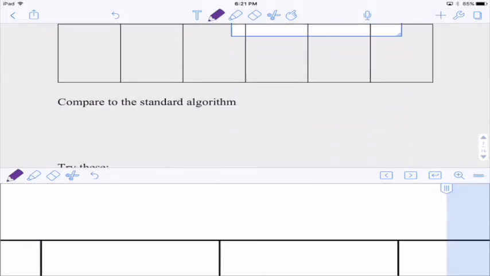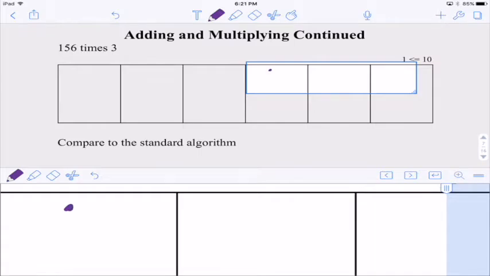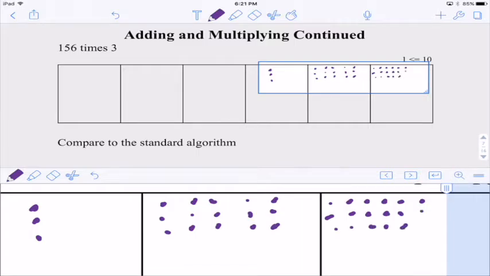So let's do 156 times 3. So we've got 1, 1, 2, 3, 4, 5. And 1, 2, 3, 4, 5, 6. Okay, well, we need to multiply that times 3. So 1, 2, 3, 1, 2, 3, and 1, 2, 3. Well, now we've got some explosions.